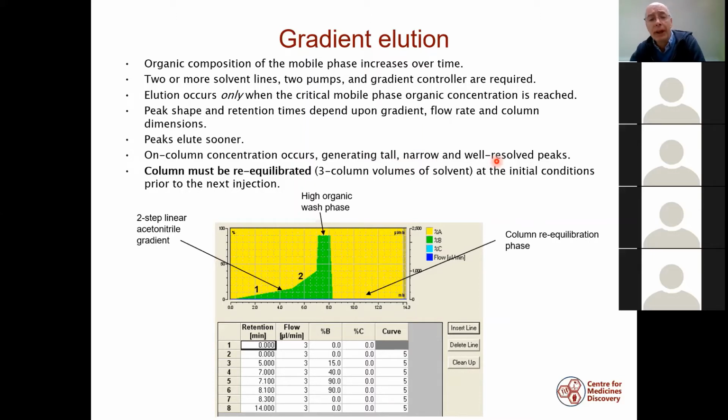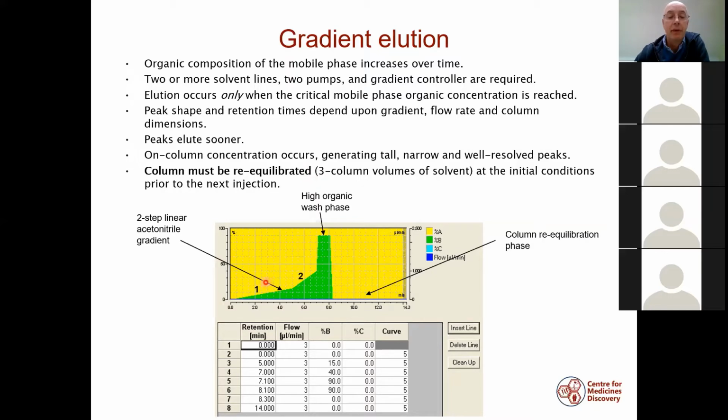It's worth remembering, however, that in a gradient elution, you must re-equilibrate the column. If you don't do this, then your next injection will not necessarily bind to the column, and could pass straight through in the void volume. So in order to re-equilibrate the column, you classically need to pass 3 column volumes of solvent through the column at the initial conditions prior to your next injection.